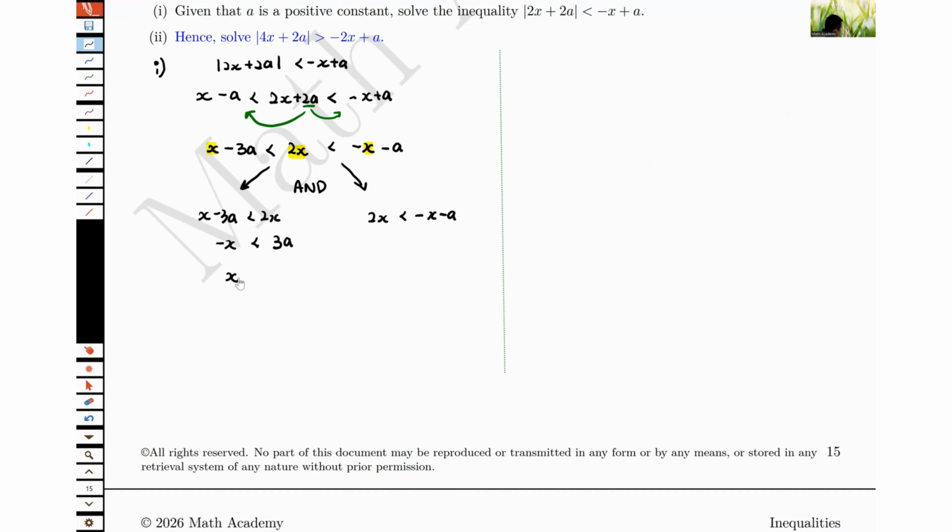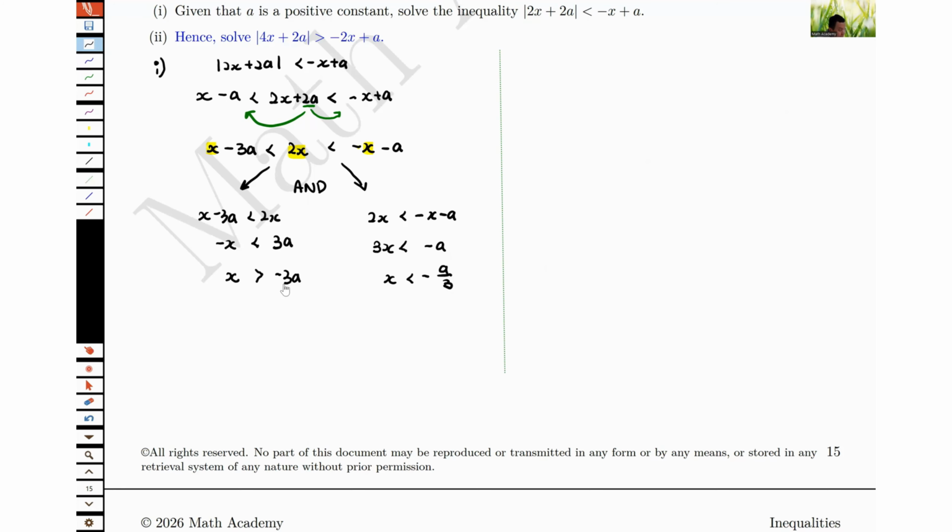If you divide or multiply by a negative number, remember the direction of the inequality will flip. If I multiply minus 1, this will flip. I'm going to get x more than minus 3a. And on the right-hand side, again, we shift the values. Okay, so this will be my 3x less than minus a. We make x subject, so minus a over 3.